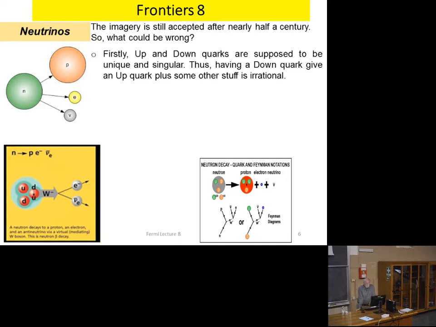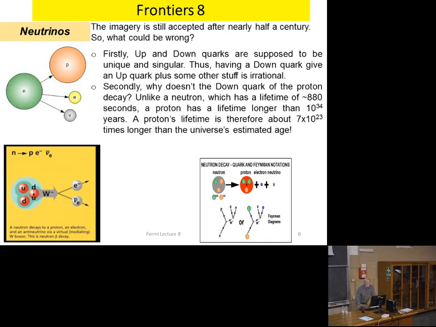But we've talked about the quark model for weeks, and those quarks are supposed to be singular and unique. So what does it mean for it to change its identity inside of a proton? So we have a down quark that gives up an up quark, and somehow that doesn't fit the whole picture that I've drawn for the last weeks. In the process, of course, there's the weakly decaying products, the electron and neutrino, that come out.